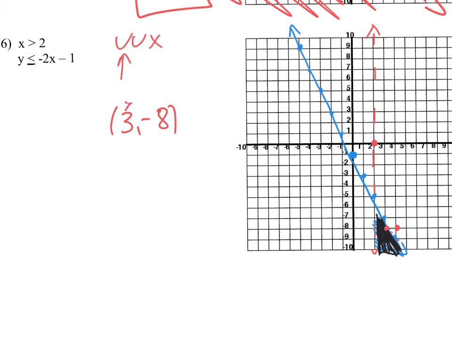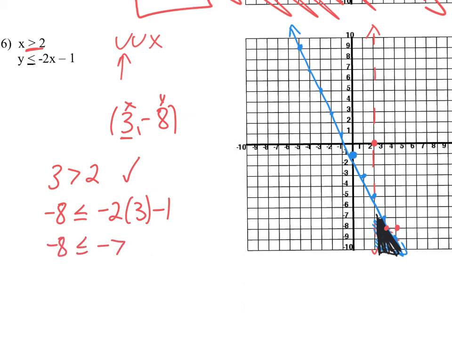So this is x, this is y. Is 3 greater than 2? Yep, because I just plugged that in to this equation. 3 is greater than 2. Then I've got y, which I said was negative 8. Is that less than or equal to negative 2 times 3 minus 1? What's negative 2 times 3? Negative 6 minus 1. So is negative 8 less than or equal to negative 7? Yes, it is.